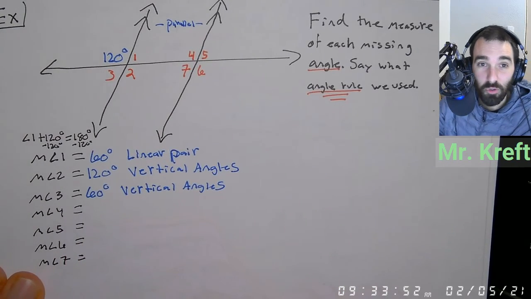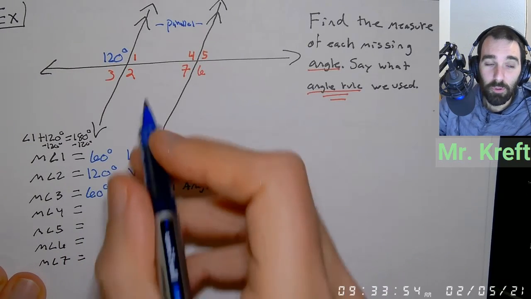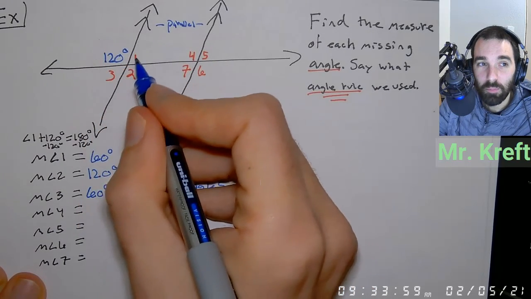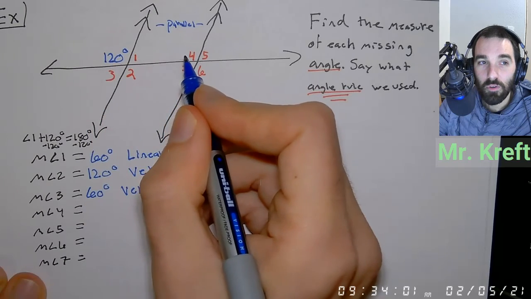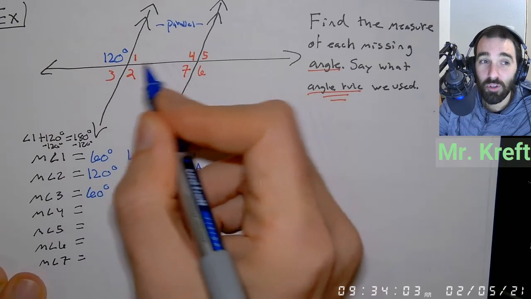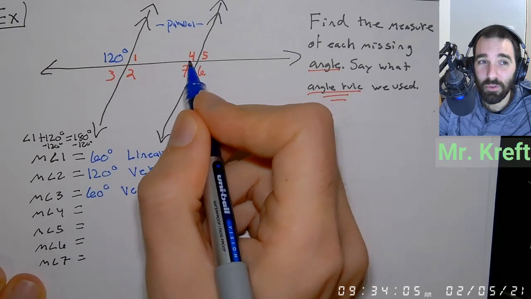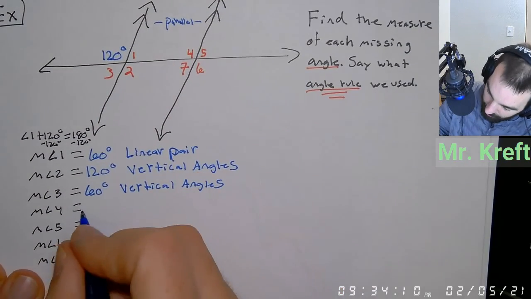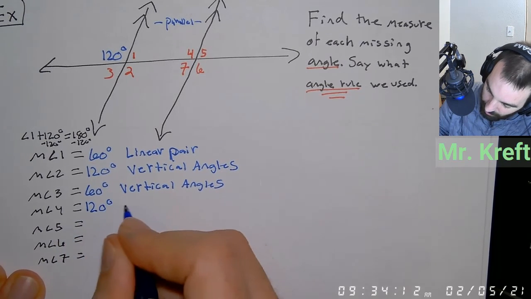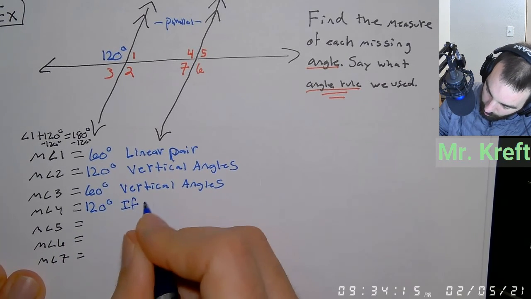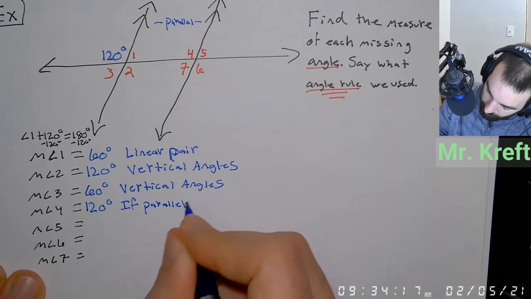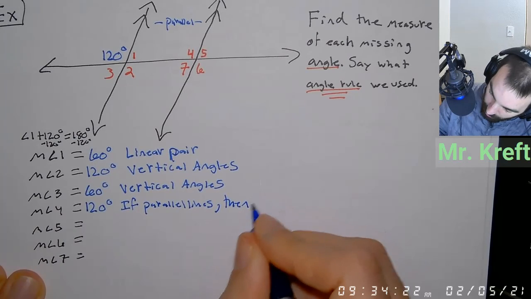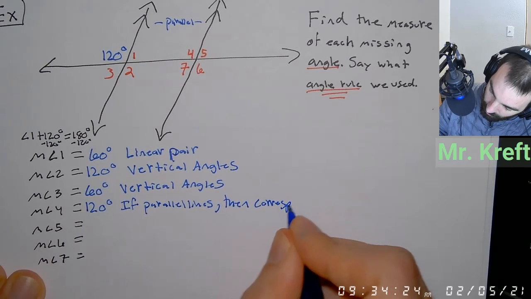Okay. So I could use a bunch of different things. So for example, I could say, see how 120 degrees here is in the upper left? Well, angle 4 is in the upper left. So these two would be corresponding angles. And if they're parallel, then I know they're congruent. So angle 4 is going to be 120 degrees because if parallel lines, then corresponding angles are congruent.